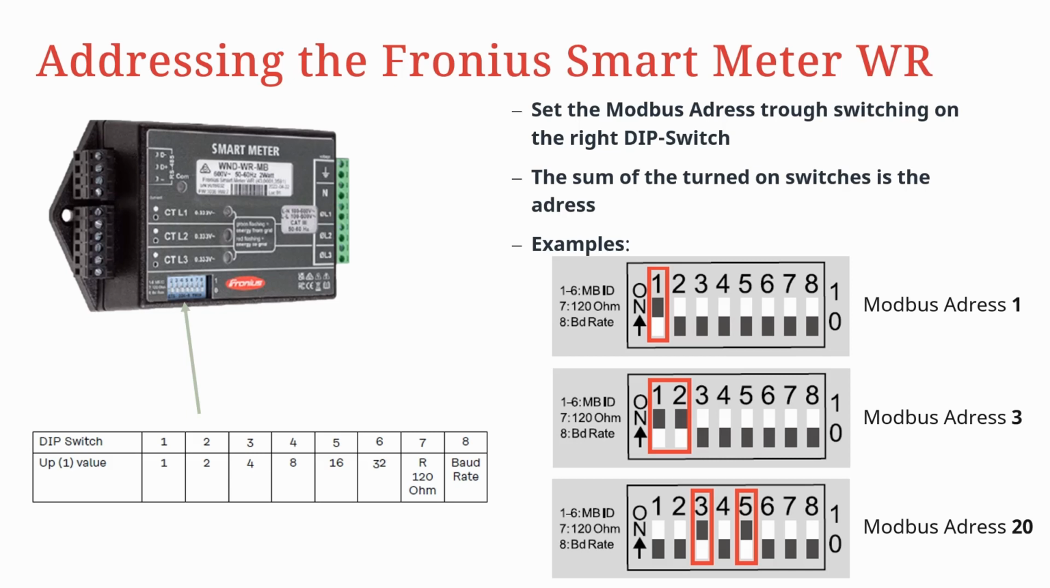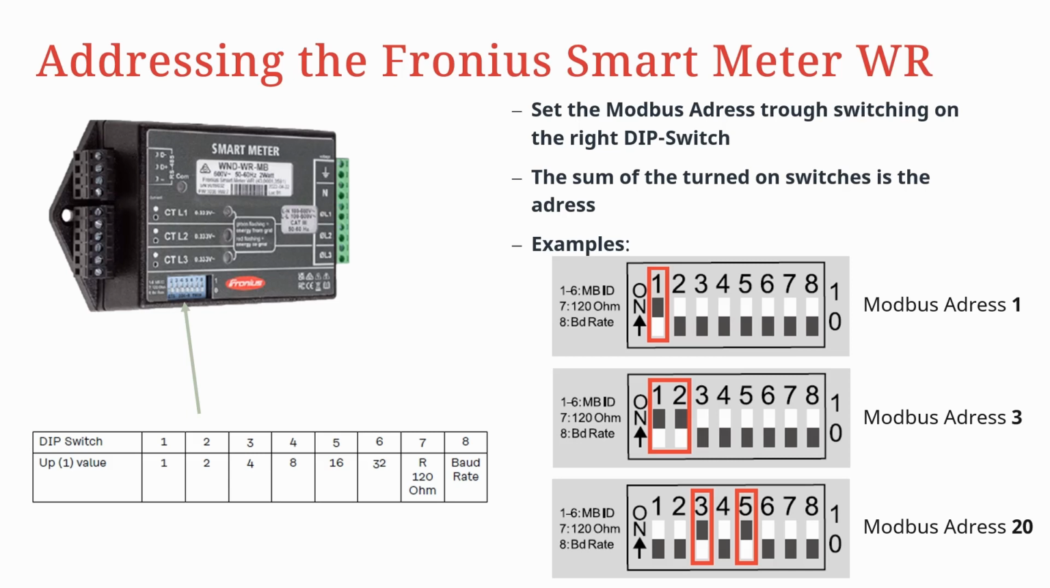I have picked out 3 examples for you. The first one is the standard setting with Modbus address 1, which is always used if you have only one smart meter in the system, or at multi-smart metering for the smart meter at the feed-in point. In the second example, you can see what I told you with the sum of the turned on switches. So here the Modbus address is 3 because switch 1 and 2 is turned on, so 1 plus 2 is 3, so the address is 3.